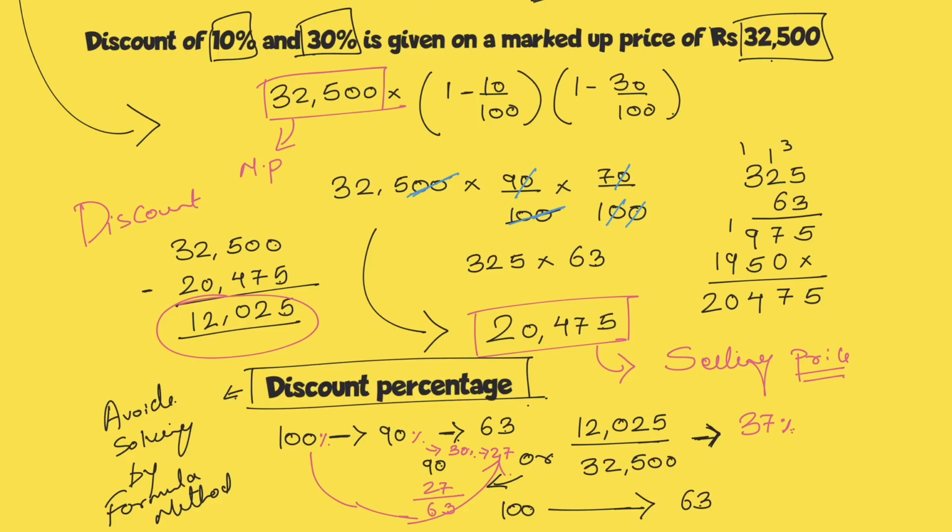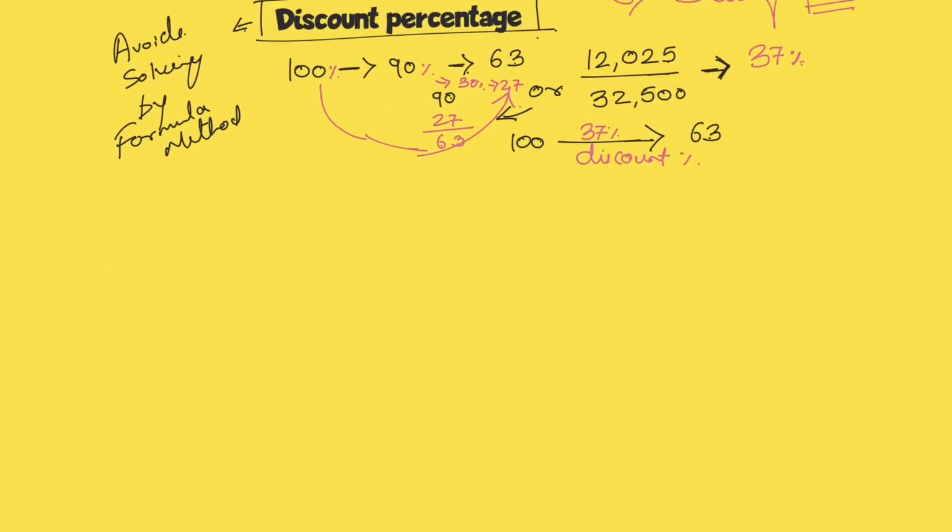So if discount percentage is being asked, you can get the answer in 10 seconds by the percentage method. But if asked in terms of value, that is the selling price or your discount price, go for the formula method. So know both the methods, but when to apply which is the trick here.